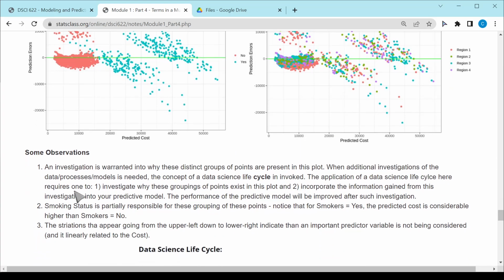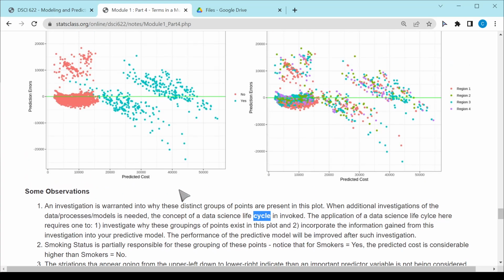When additional investigations of the data or process that we're using or the models is needed, we have the idea of a data science life cycle. So what we mean by the data science life cycle is that the next step is to try to figure out why these patterns are appearing in these plots. So I need to investigate why these groupings exist. Once I have identified the cause of those groupings, then I want to incorporate that information into my predictive model.